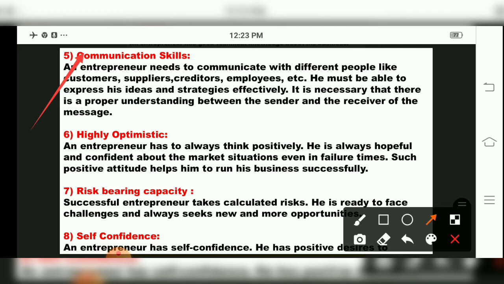So in this period we studied about 5 characteristics of an entrepreneur. The next period, children, we will study about the remaining characteristics.